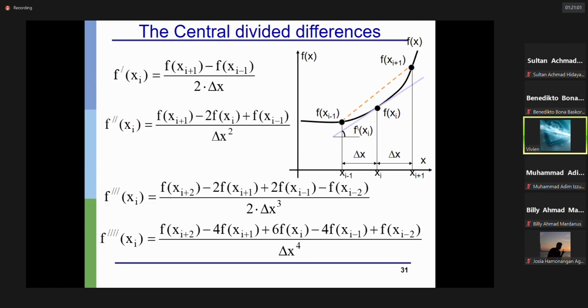Okay, so we will see here. Again, central divided difference. Remember, when we learned about numerical differentiation, we can find the first derivative, second derivative, up to third and fourth derivative. So if, for example, we have an ODE which contains a fourth derivative, we can easily solve it by only substituting the central difference scheme into the equation. So it's very easy when you use the finite difference method.